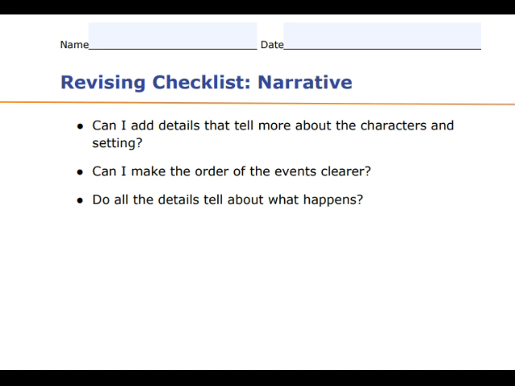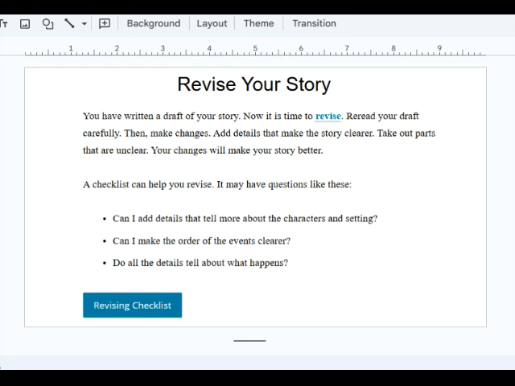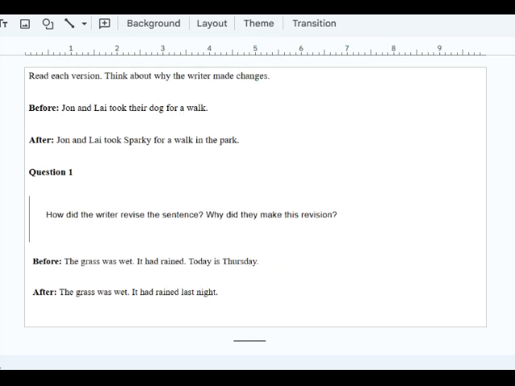So these, you don't have to print this out. You can just look at this if you want to. It's in the description below. This is just telling you what you need to have included or what you need to think about when you revise and improve your paper. All right, so there's that checklist if you want it from the lesson.